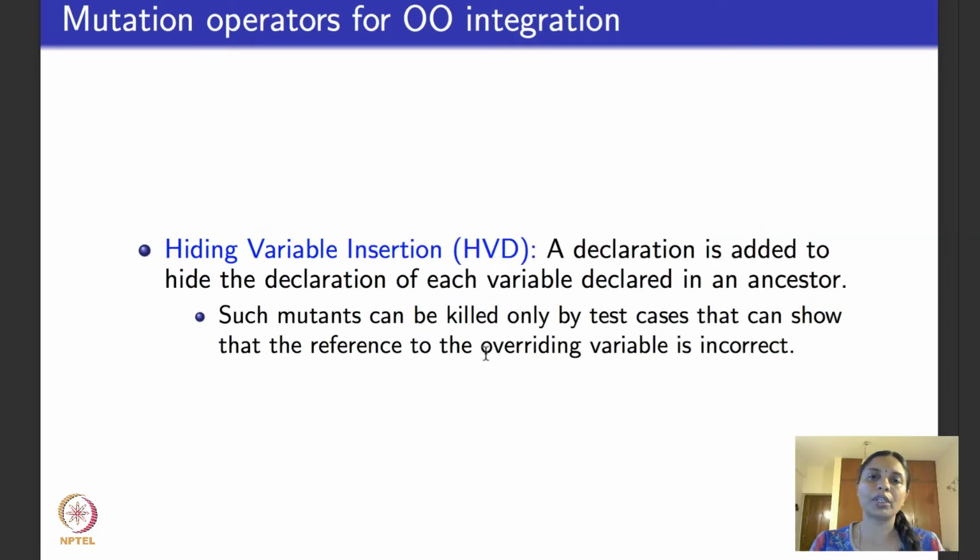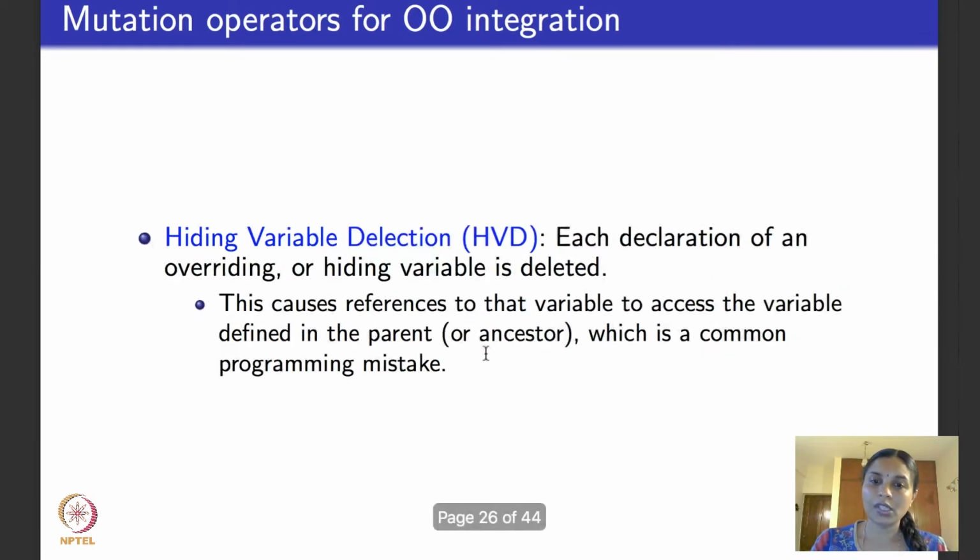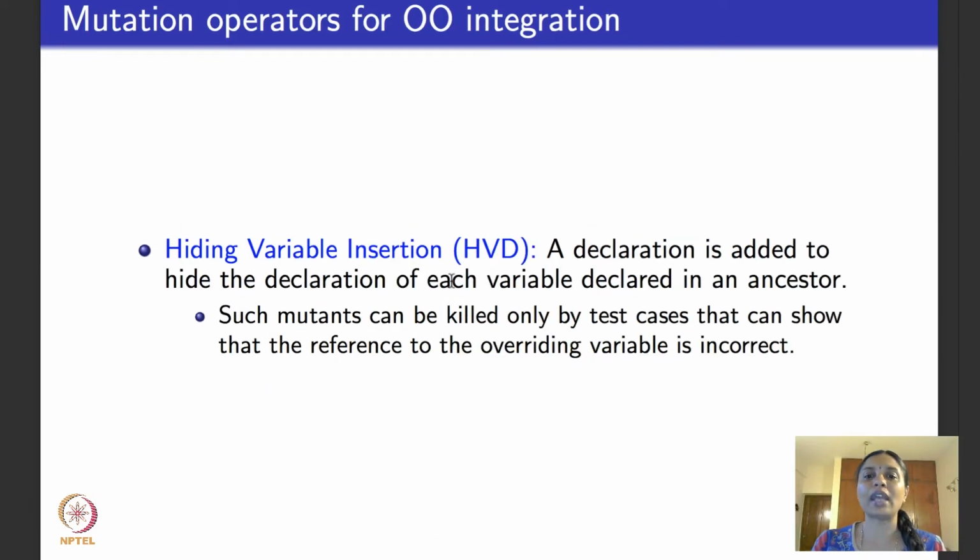The next mutation operator that I am going to tell you, specific to Java, is an insert mutation operator. In the previous one we showed you deleting hiding or overriding variables. Here what we are going to do is add a new declaration. The declaration has got to do with hiding variables. So a declaration is added to hide the declaration of each variable declared in an ancestor. What does this mutant do? This mutant basically hides the variables that are declared in the ancestor, and it tests whether the overriding variable reference is correct or not. So these mutants can be killed by test cases that show that the reference to the overriding variable is not correct.